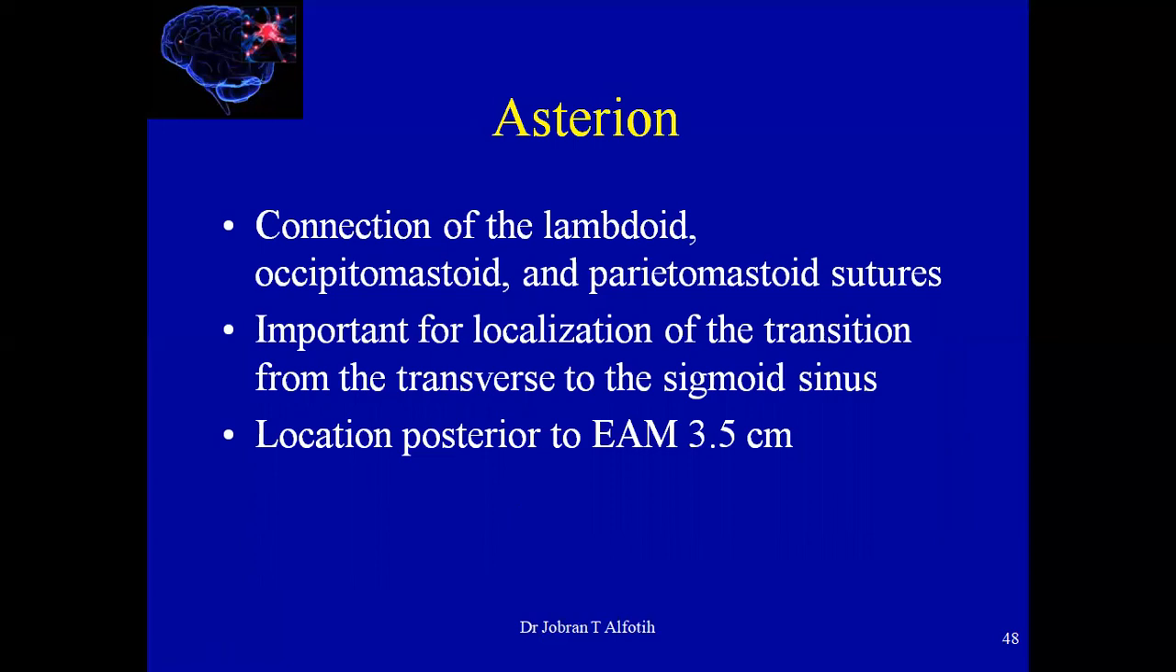Lastly, the Asterion. The Asterion is the connection of the lambdoid, occipitomastoid, and parietomastoid sutures. It is important to localize the transition from the transverse to the sigmoid sinus. It is located 3.5 centimeters posterior to the external auditory meatus.